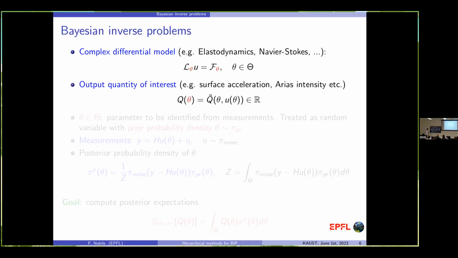All right, so this is the setting. I'm just using these slides to introduce the notation. So I'm assuming I have a forward model and underlying PDE like the elastodynamic equations. So U is the solution. In this case, it will be the full displacement field and velocity field. L is the operator like the elastodynamic equations. And in general, what we are after is some specific quantity of interest that could be the surface acceleration or the Arias intensity somewhere on the surface. Maybe I can use this.